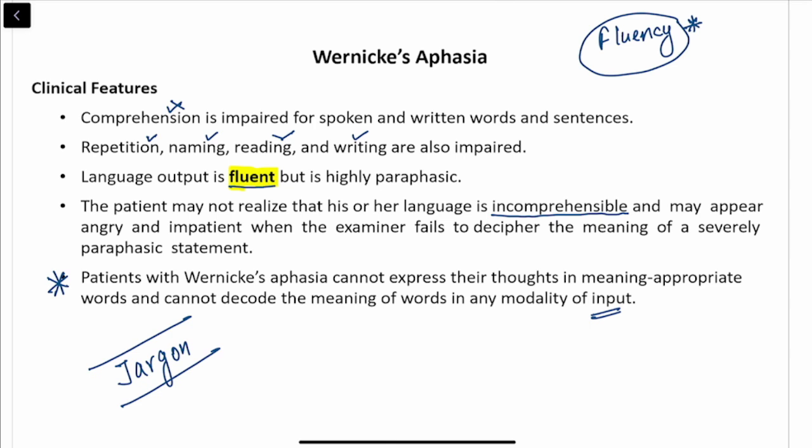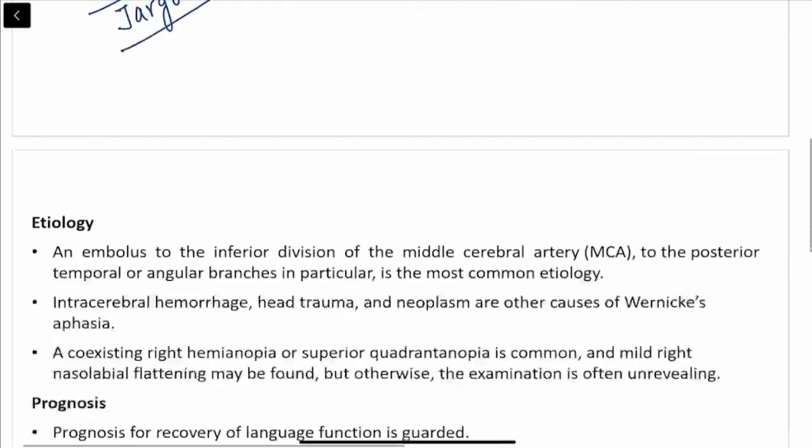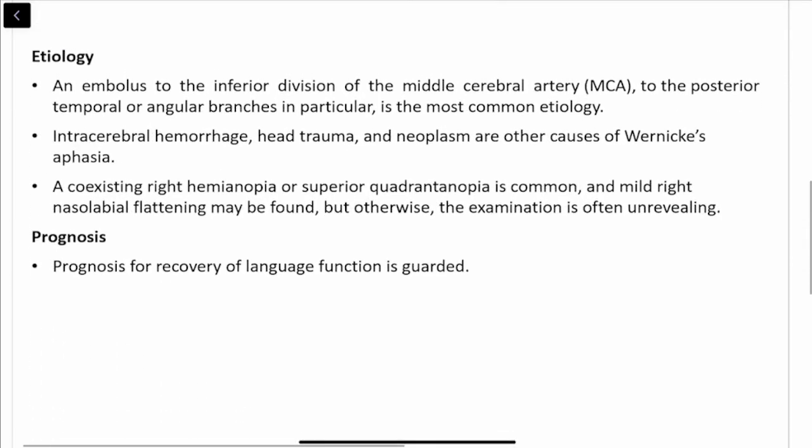So this is the kind of aphasia that is Wernicke's. It is very important because it is a typical presentation, and it tells us about inferior division of middle cerebral artery involvement. Coming on to the next slide. What is the etiology? Embolus to the inferior division of the middle cerebral artery, to the posterior temporal or angular branches in particular, is the most common etiology. Otherwise, intracerebral hemorrhage, trauma, and neoplasm are other causes of Wernicke's aphasia.